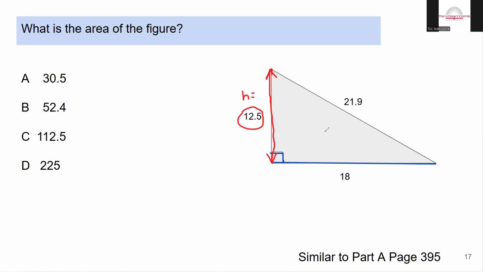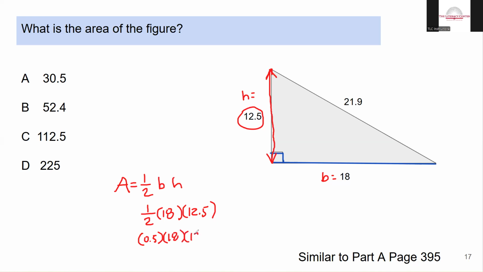So there is H, and here is B, and our formula for the area of our triangle is 1/2 base times height, 1/2 times 18 times 12.5. And when you're putting this in your calculator, just a reminder, I think it's easier to use decimals for 1/2. So 0.5 times 18 times 12.5. And what do we get for an answer to that? 112.5. Answer C.